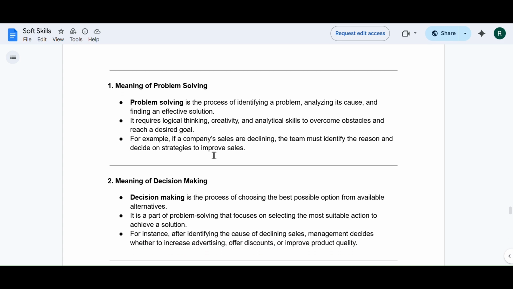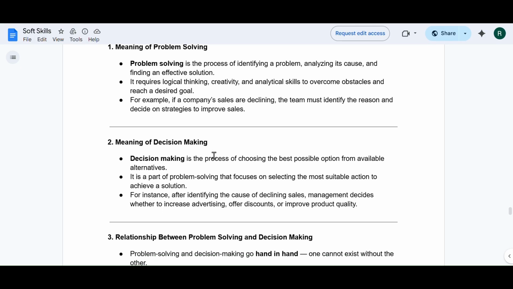For example, if a company's sales are declining day by day, the team must identify the reason and root cause why the sales are declining to improve them. Now let us know the meaning of decision making. Decision making is the process of choosing the best possible solution from the available alternatives.